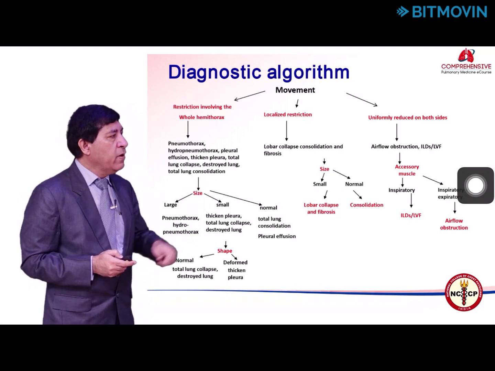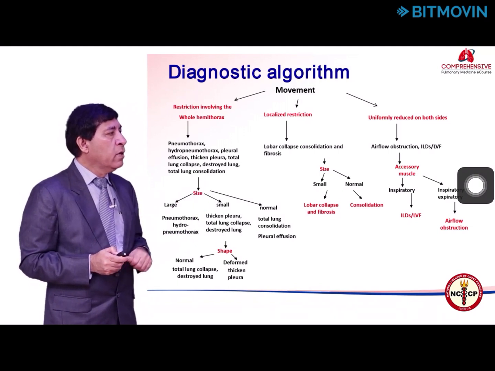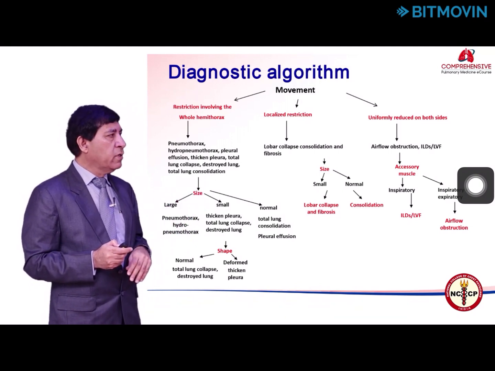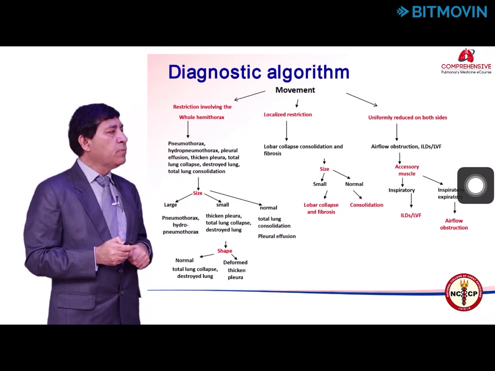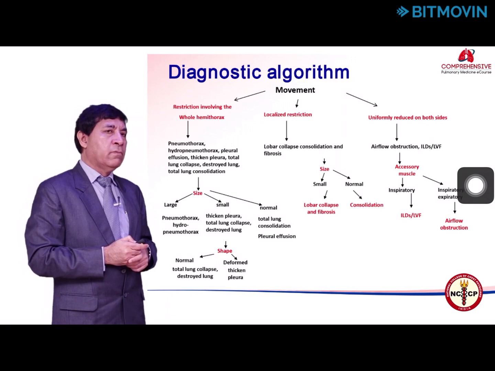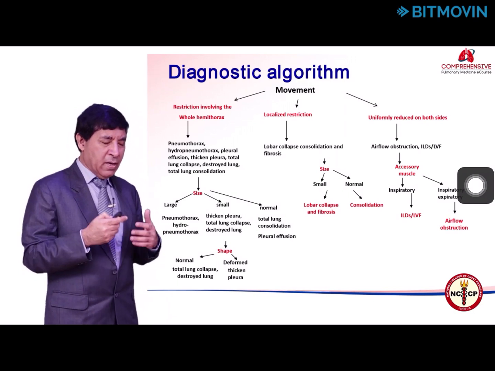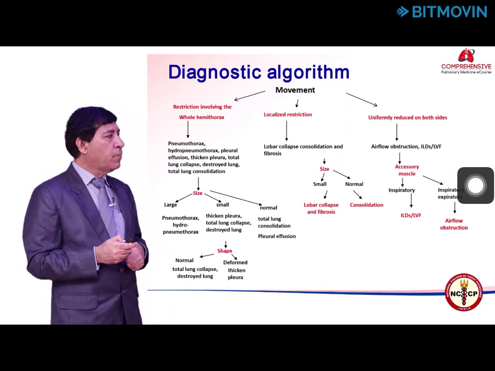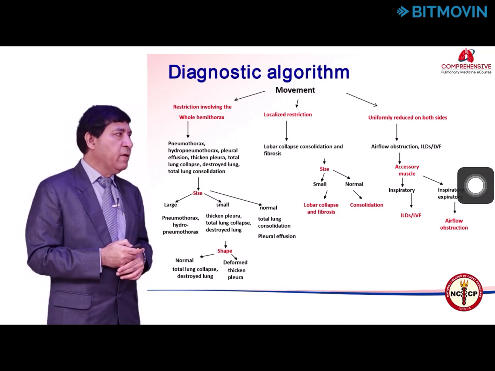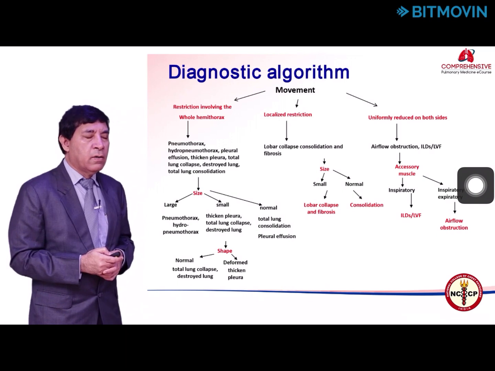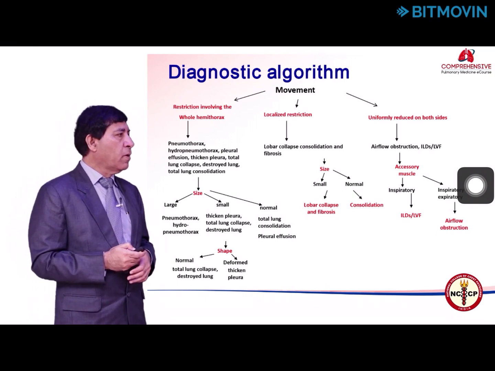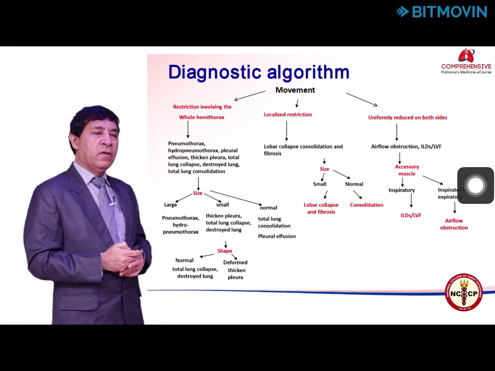Now, when we are dealing with the bilateral equal reduction in the movement, you look for the accessory muscles there, and if you have accessory muscles of inspiration which are more prominent, then most likely you have DPLD, and if you have both inspiratory and expiratory accessory muscles which are prominent, then you are probably dealing with airflow obstruction.